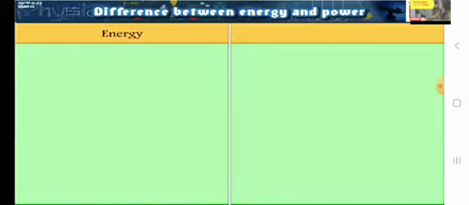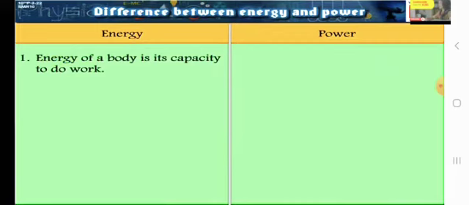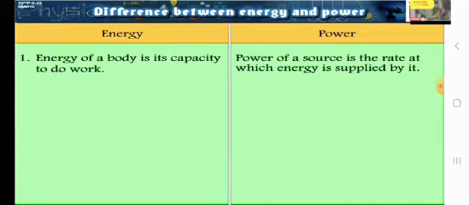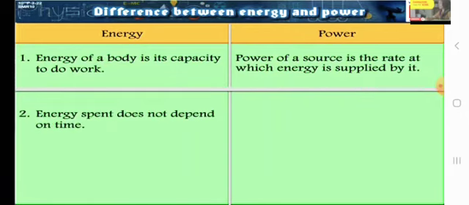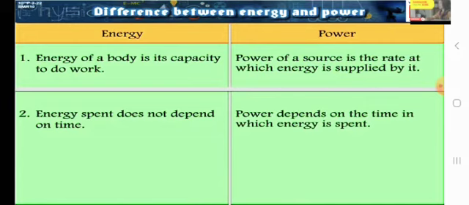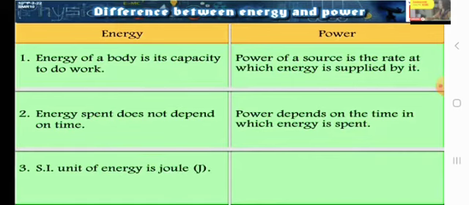Difference between energy and power. 1. Energy of a body is its capacity to do work, while power of a source is the rate at which energy is supplied by it. 2. Energy spent does not depend on time, while power depends on the time in which energy is spent. 3. SI unit of energy is joule or J. SI unit of power is watt or W.